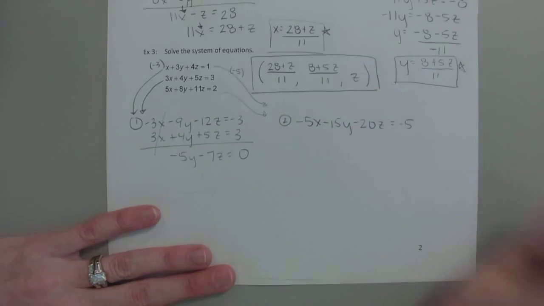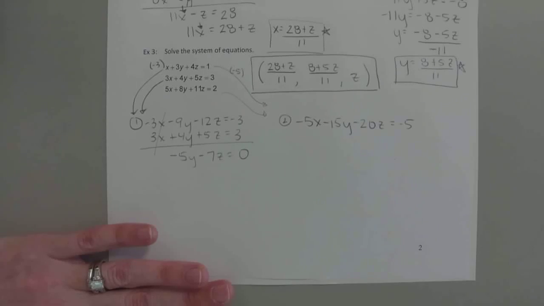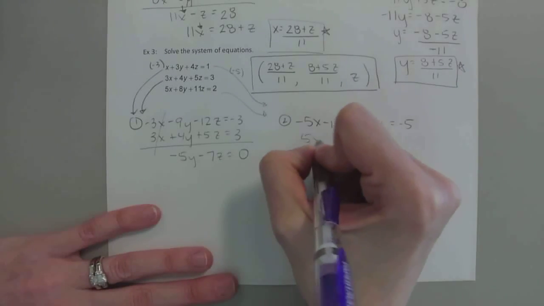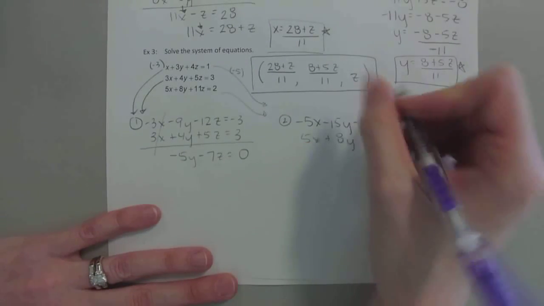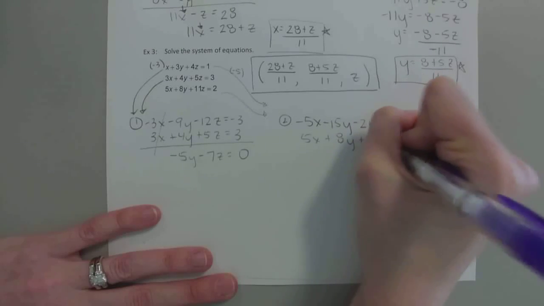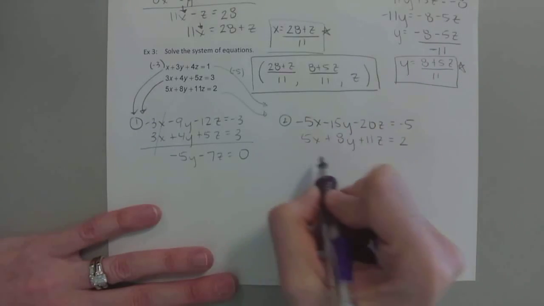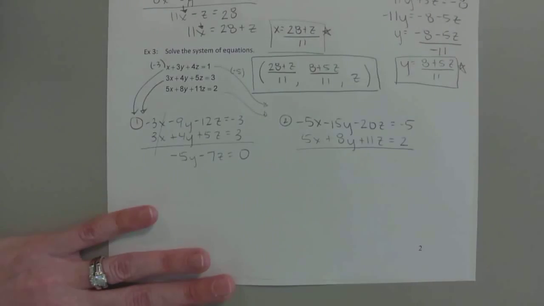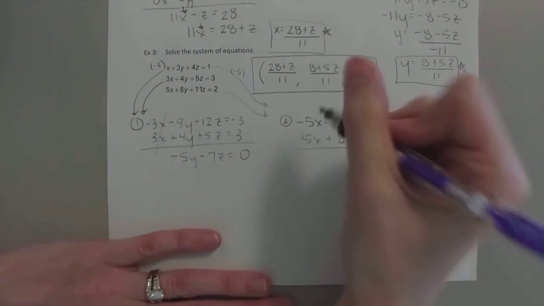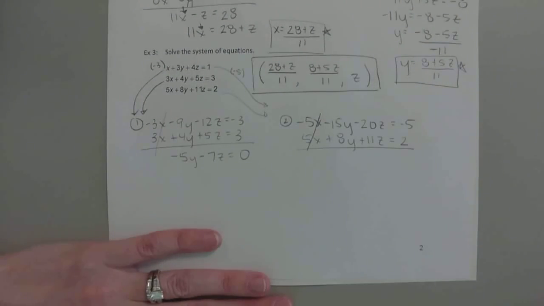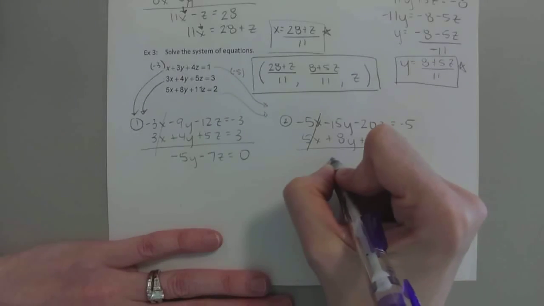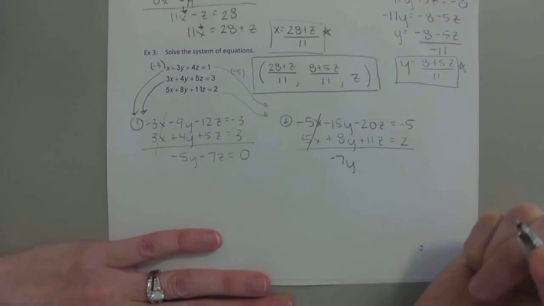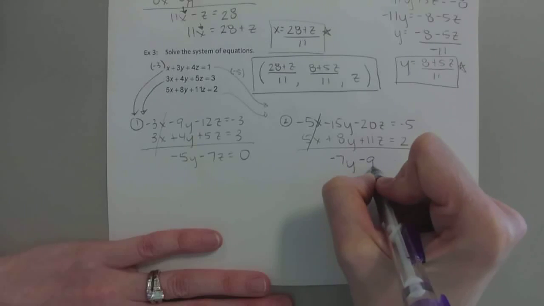So now if I want x to cancel out with the 5x, what do I need to multiply x by? -5. So I'm going to take the whole first equation and multiply by -5. So you get -5x minus 15y minus 20z equals -5. And then leave equation 3 alone: 5x plus 8y plus 11z equals 2.